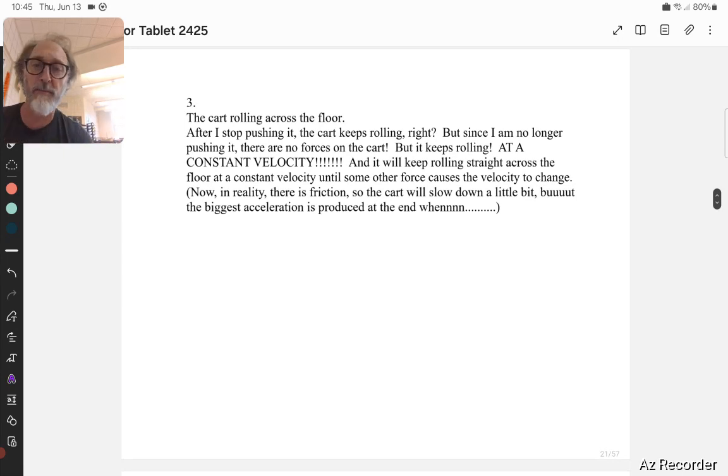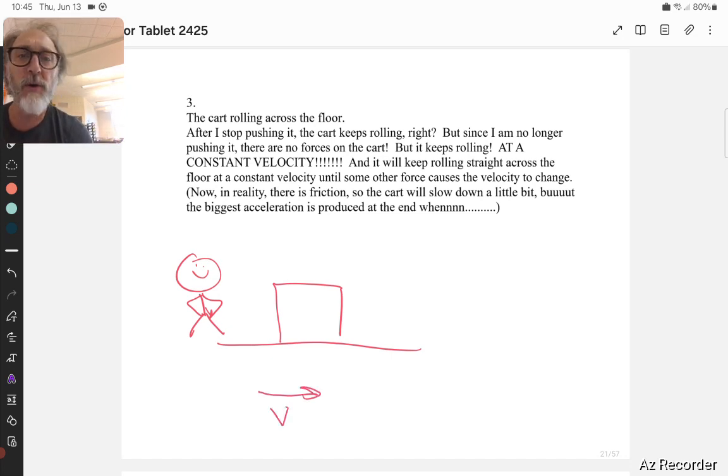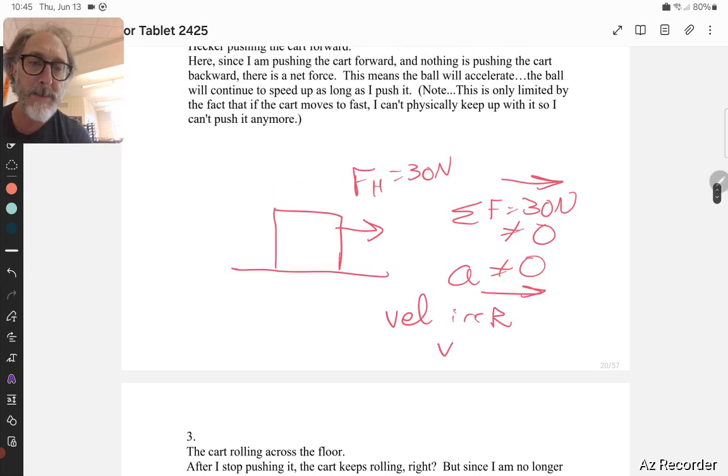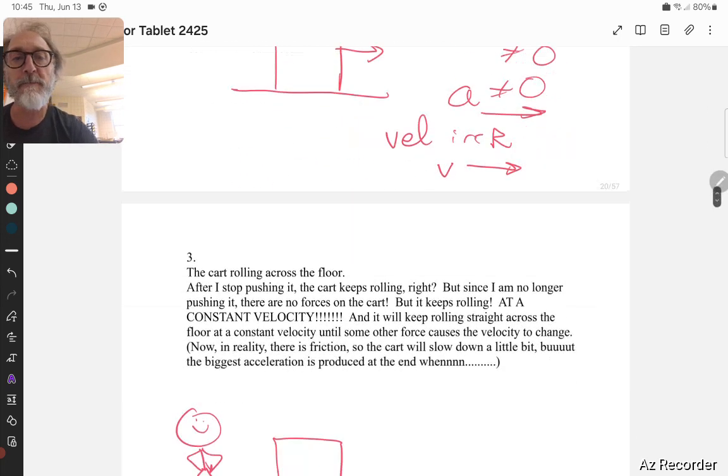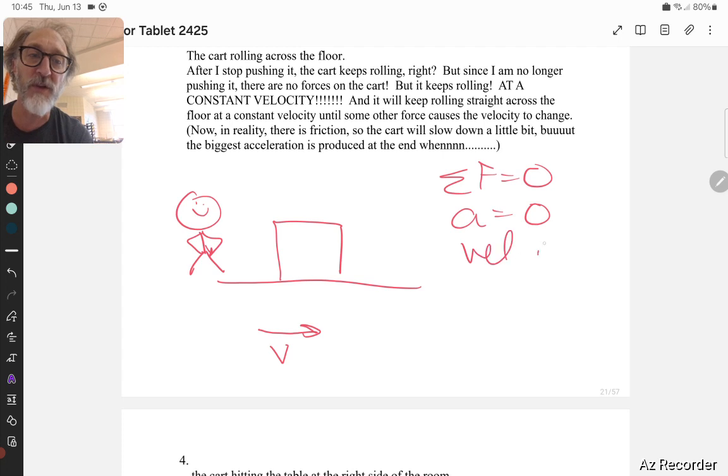I stopped pushing it. So now here's me no longer pushing it. It's supposed to be me with my hands on my hips, if you're wondering what that is. Like, hey, I'm not pushing it. And so now here's our velocity vector. I guess I could have put a velocity vector up here too. But now, because I'm not touching it at all and we're assuming no friction, my net force is 0 and my acceleration is 0. So my velocity is going to be constant, but notice it's not 0.